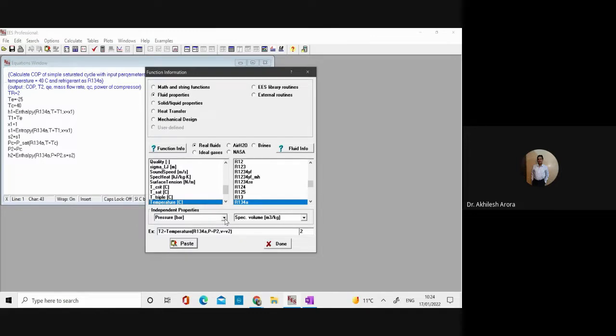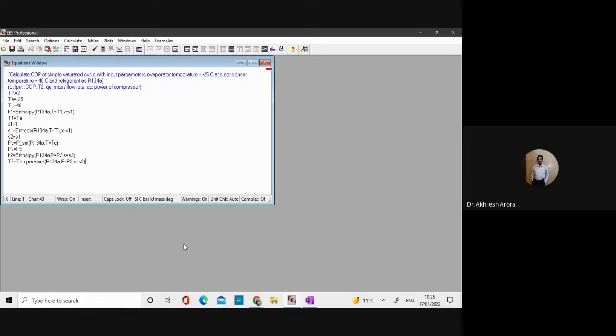So what are the properties which I require? Tell me. Pressure and entropy. See, point number 2 is in the superheated region. The way you have calculated the enthalpy, the same way you can calculate the temperature also. You don't need to change even the parameters. Like we have taken H2 is equal to enthalpy for refrigerant 134A, P is equal to P2 and S is equal to S2. So I can just change the function and keep the parameters the same. Same pressure and entropy, but now it is temperature. So just paste it. The function has changed now. So for the same pressure and entropy, now it will calculate the temperature.